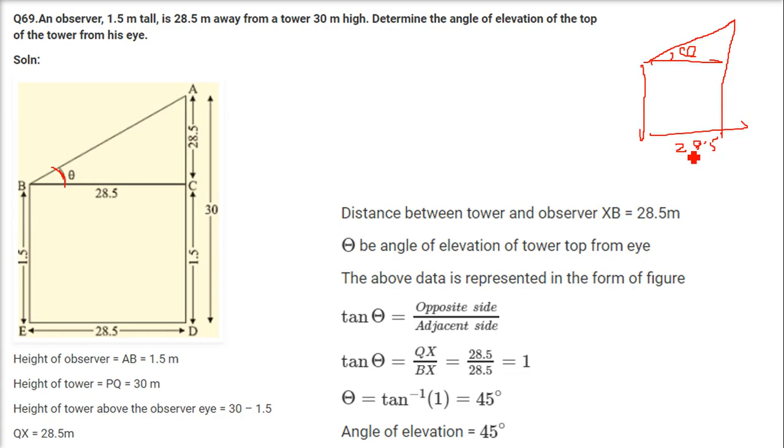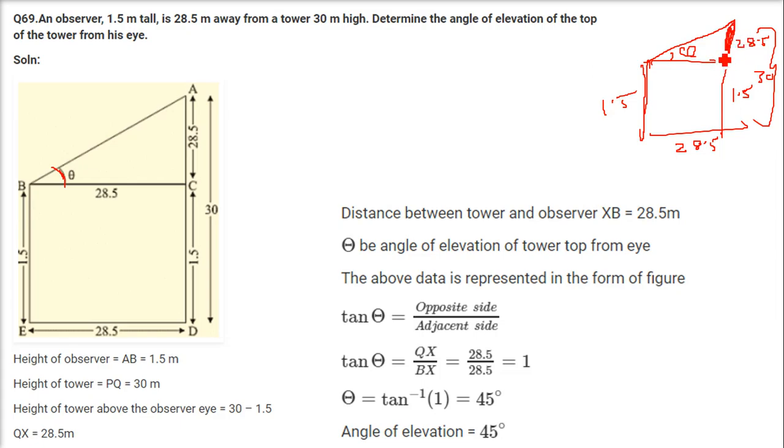This distance is 28.5. This is 1.5, so this will also be 1.5. And this whole distance is 30. So 30, this will be what? 30 minus 1.5, that is 28.5.